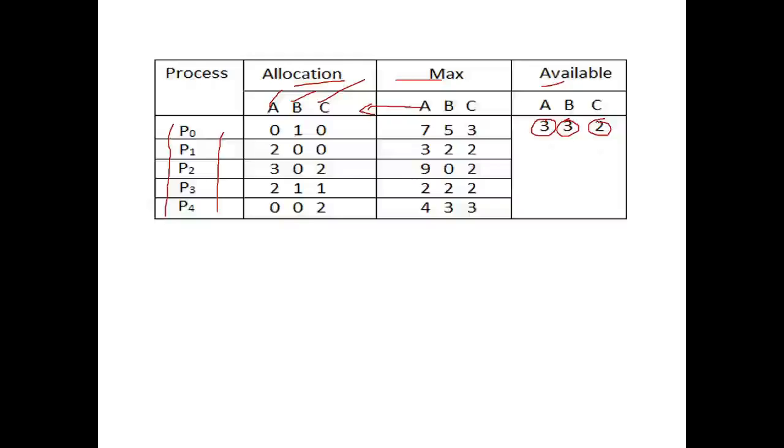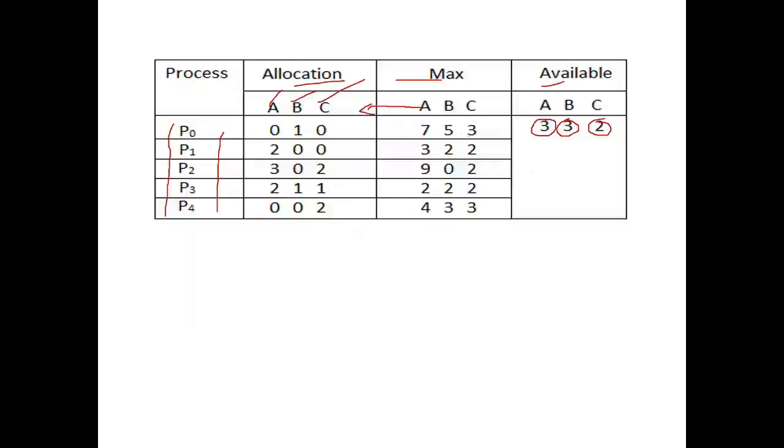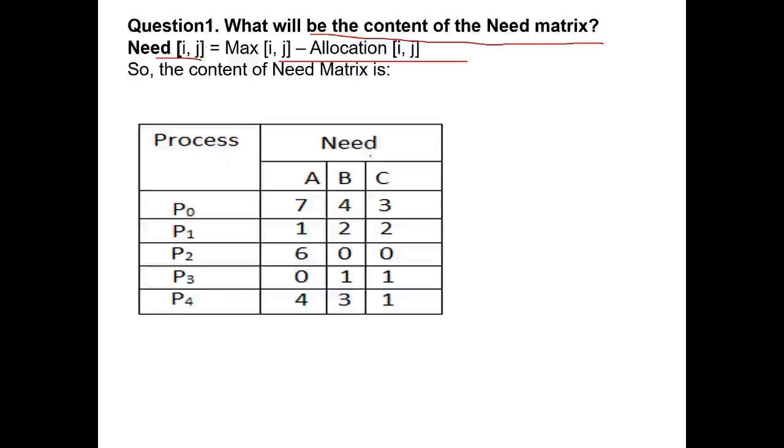Now first of all, the first question which will be asked is what will be the content of the need matrix. So always the first step is to find the need matrix, that is max minus allocation. We already got here max minus allocation: 7 minus 0 is 7, 5 minus 1, and 3 minus 0. Similarly next, 3 minus 2, 2 minus 0, and 2 minus 2. After subtracting this you will get the need matrix. So these values you will get.